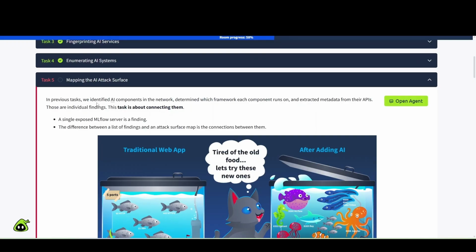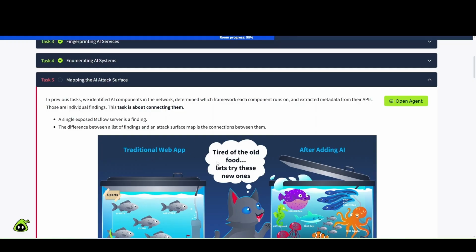In the previous task, we identified AI components, and the network determined which framework each component runs on and extracted metadata from APIs. Those are individual findings. This task is about connecting them. A single exposed MLflow server is a finding. The difference between a list of findings and an attack surface map is the connections between them.